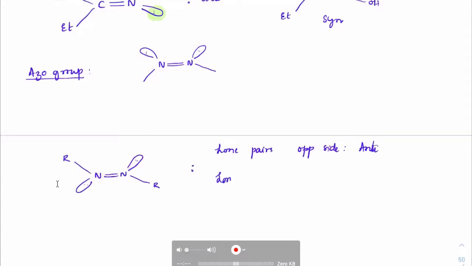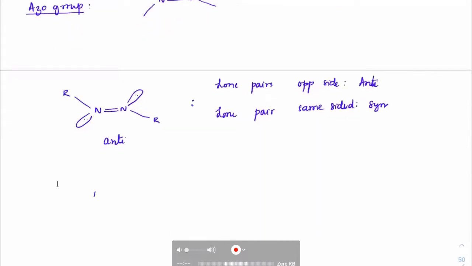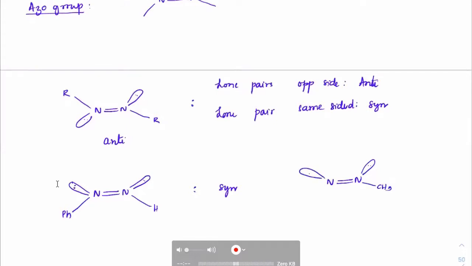If lone pairs are on the same side, we call them syn. So here we call it the anti form. I can take N double bond N, lone pair here, hydrogen here, phenyl here, and another lone pair here. So what is this one now? This is still going to be syn form. N double bond N, I have lone pair, methyl here, lone pair, ethyl here. So this will still be syn form.